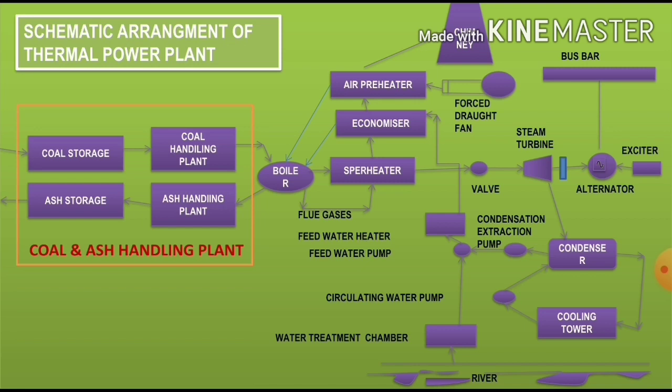The first stage of the circuit is called the coal and ash handling plant. In the coal and ash handling plant, we have the coal storage plant, coal handling plant, ash handling plant and ash storage plant. The coal is transported to the power station by road or rail and is stored in the coal storage plant.